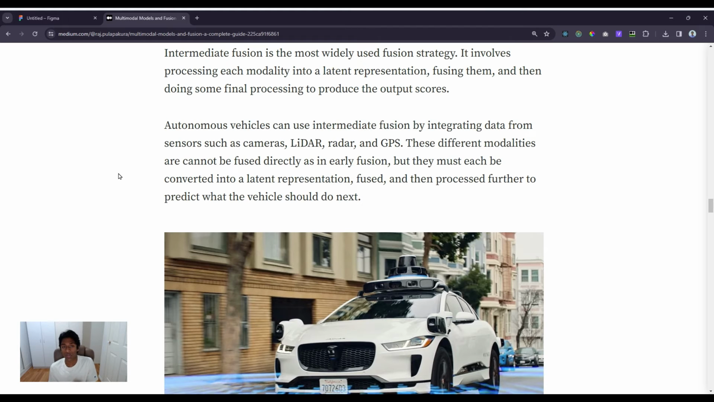Autonomous vehicles can use intermediate fusion by integrating data from sensors such as cameras, LiDAR, radar, and GPS. These different modalities cannot be fused directly as in early fusion because they're fundamentally different types of data. But they must be converted into a semantically similar latent representation. And then they can be fused and processed further to predict what the vehicle should do next.